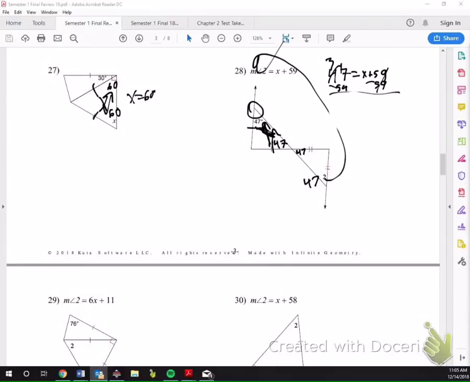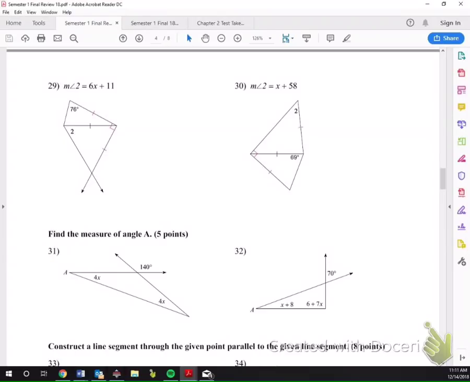Okay, so we subtract 59 from both sides. We get negative 12 equals x. Okay, number 29. Number 29, the measure of angle 2 equals 6x plus 11. So we start off with 76.